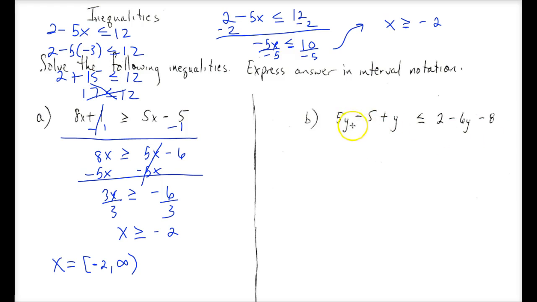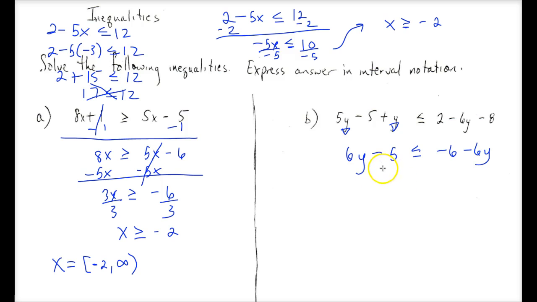For example B, the first thing that we need to do is combine like terms. So 5y plus y is 6y minus 5. And over here, 2 minus 8 is going to be a negative 6. And then we just bring down the negative 6y.